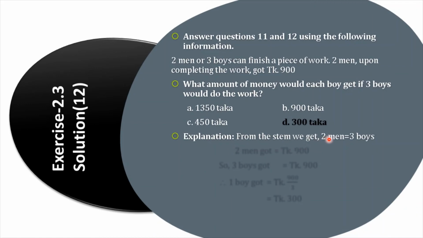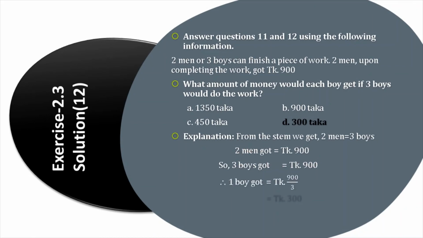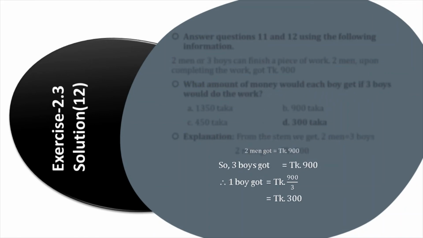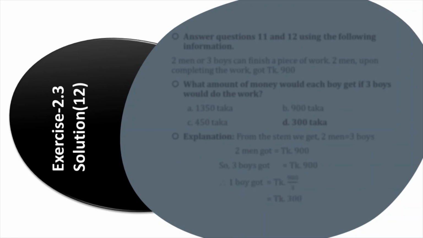From the stem we get 2 men equals 3 boys. So 2 men got 900 taka, because from the study, 2 men got 900 taka. So 3 boys get 900 taka because 2 men equals 3 boys, the same thing. So 1 boy gets obviously less, and that would be division. So 900 divided by 3, if we reduce we get 300 taka, our desired answer. So this is solution number 12 and the answer is 300. From the explanation you can understand it easily.